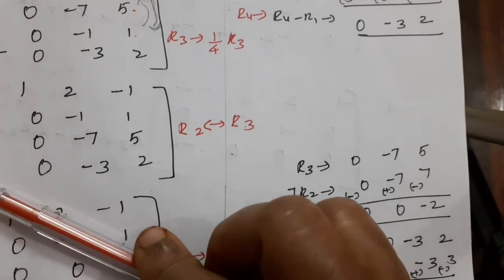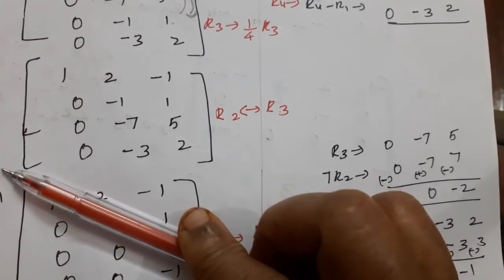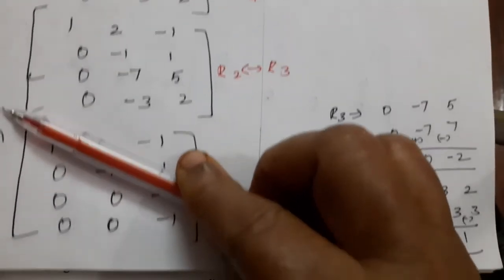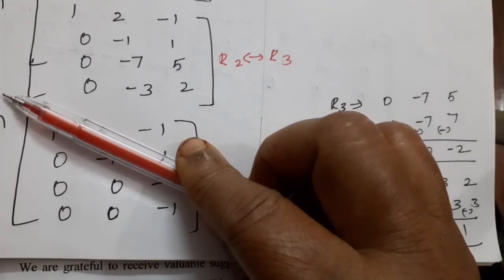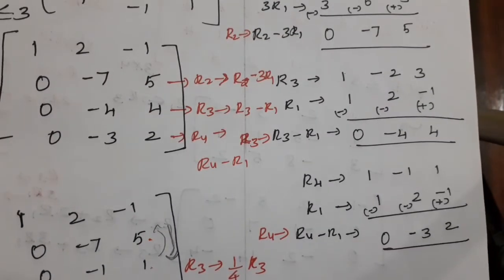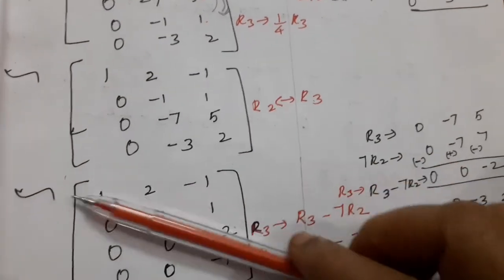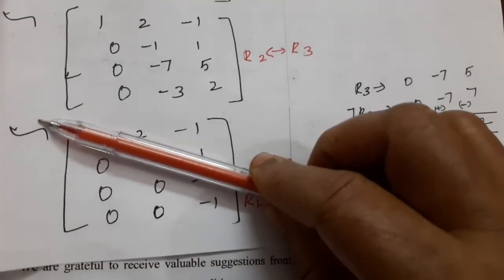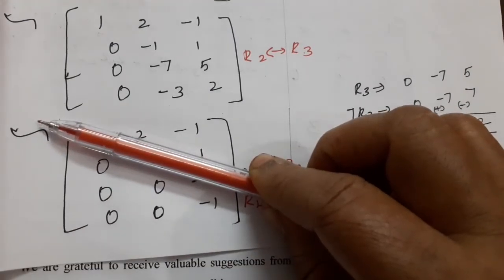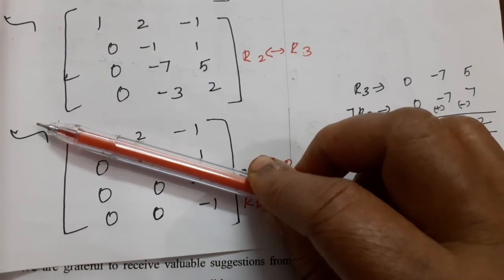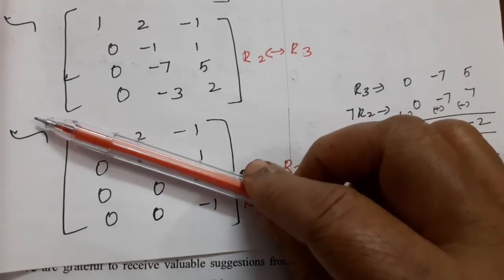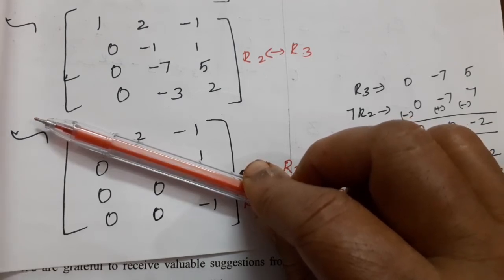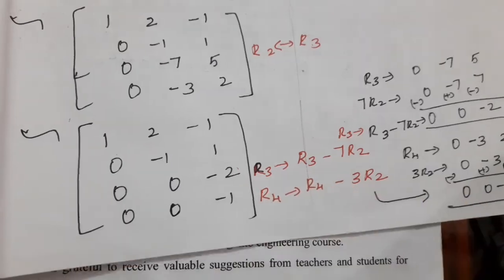So we see that we make the elements below the main diagonal become 0. Try to make the elements below the main diagonal become 0. I already taught everything, so I am doing it fast. Below the main diagonal we make all the elements 0, only one minus 1 is left. So we want that minus 1 also to become 0, and afterwards we come to the echelon form.